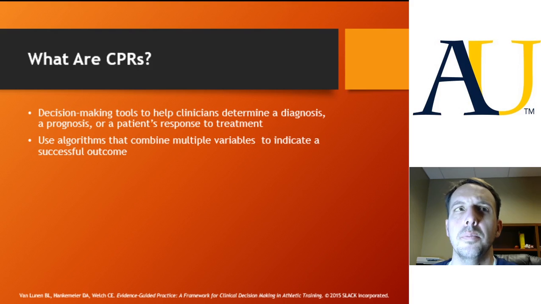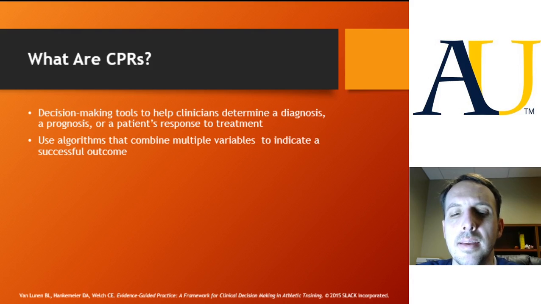So a clinical prediction rule is basically a decision-making tool set. So a decision-making process that's similar to what we've been describing regarding application and appraisal occurs and then comes with a specific outcome that is designed to help clinicians determine specific inclusion criteria for their participants.